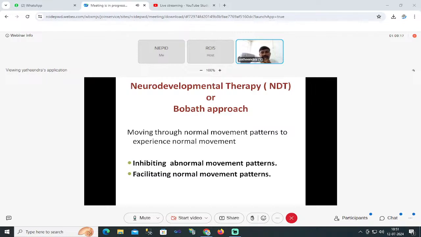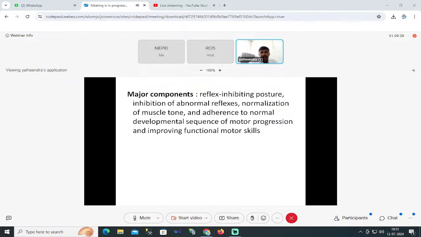So what is this inhibiting abnormal movement patterns and facilitating normal movement patterns? There are movements which, if you feel they should be encouraged, those movements we need to facilitate. And there are certain abnormal movements that we need to inhibit. These are the two techniques. So the major components are called reflex inhibiting patterns, that is inhibition of abnormal reflexes, normalization of muscle tone, adherence to normal development sequence of motor progression, and improving functional motor skills. So all these are the major components.